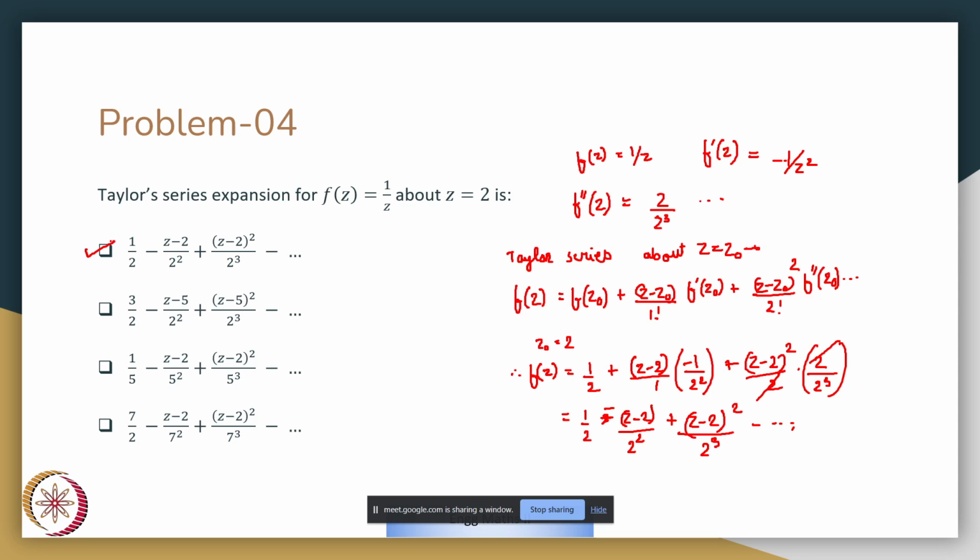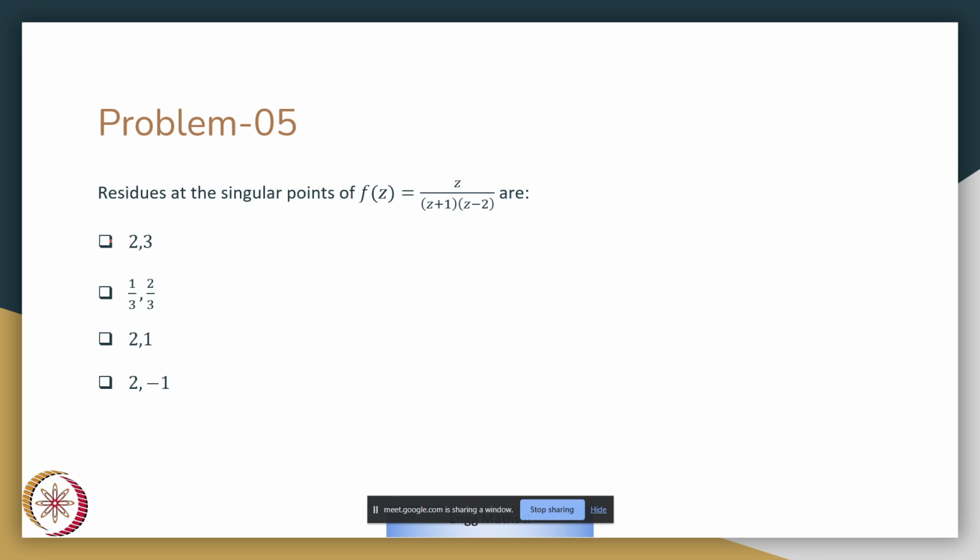So that clears one problem from Taylor series. Now we are asked to calculate the residues at singular points of f of z equal to z by (z plus 1)(z minus 2).